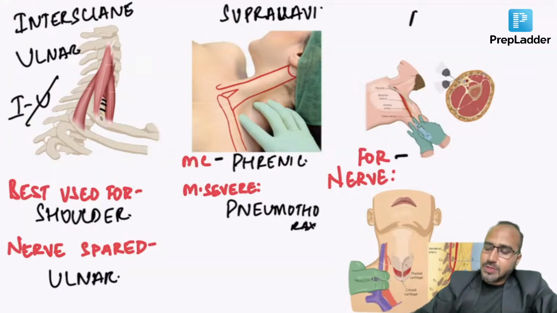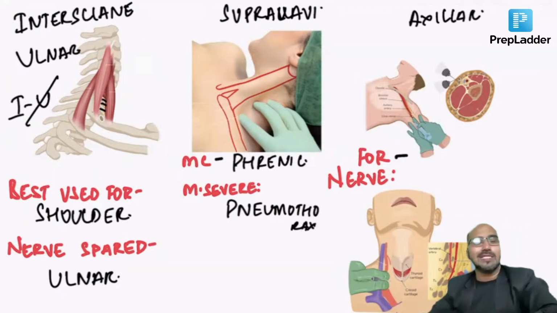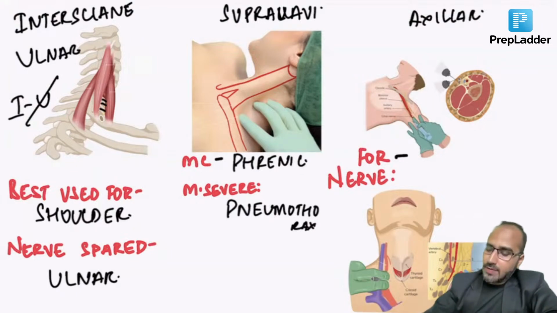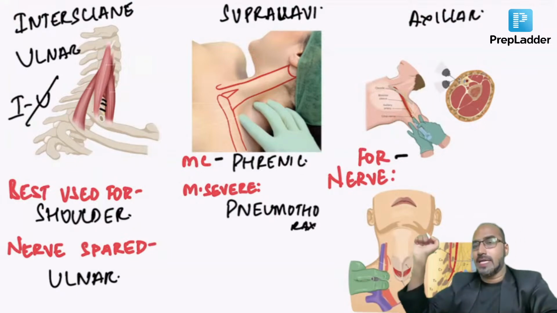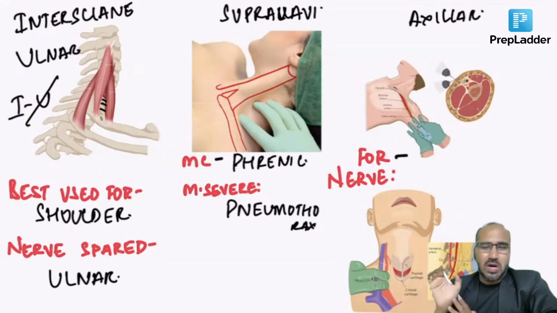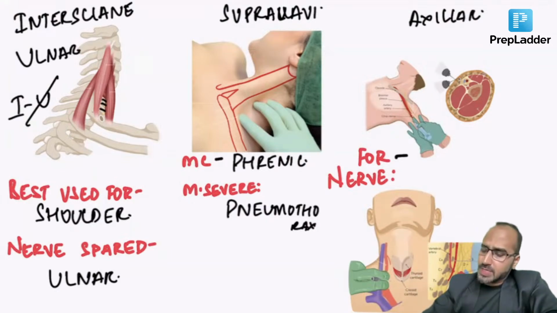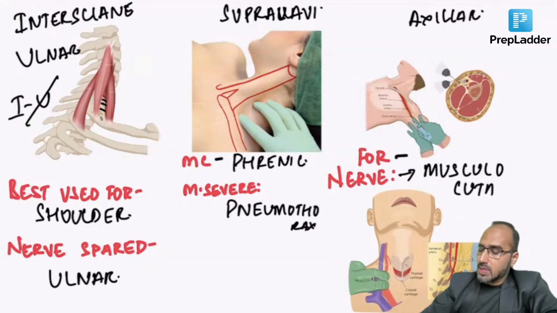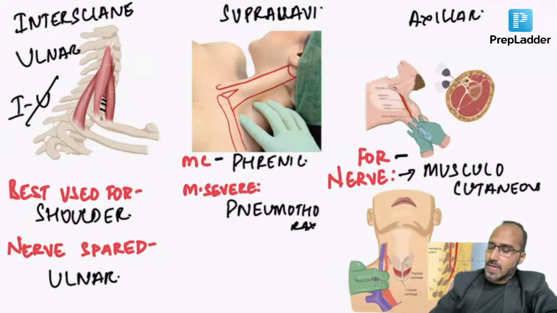Pneumothorax. The third approach of brachial plexus block is the axillary approach. Axillary means you are introducing the needle through the axilla to find the brachial plexus and to block it. It is used for distal hand surgery or palm surgery. The nerve that is spared in the axillary approach is the musculocutaneous nerve. Musculocutaneous nerve.